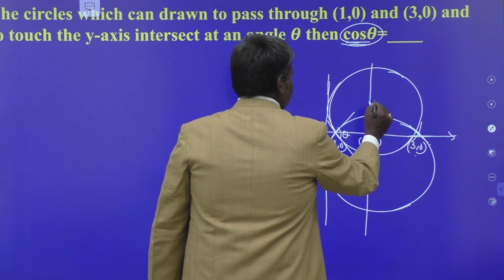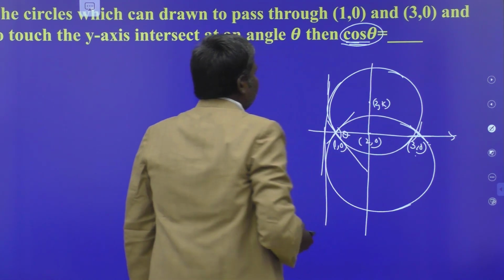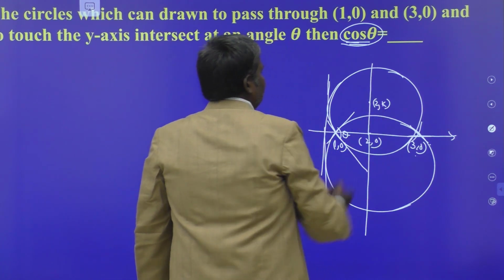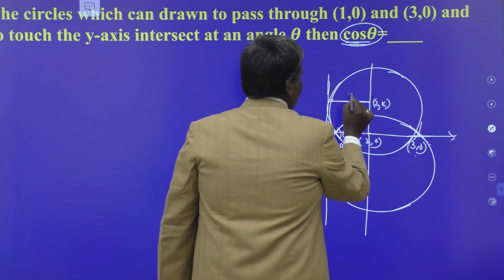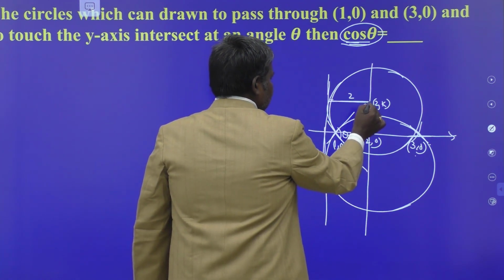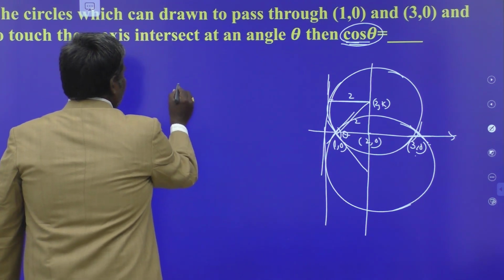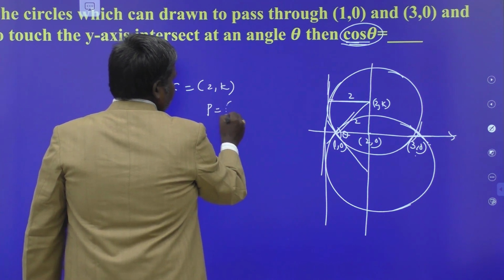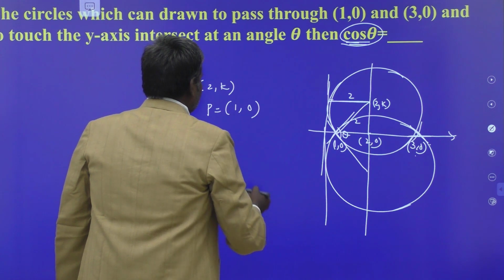2, 0. This is 2, 0, some 2, k. The center is of the form 2, k, because the slope is infinity. When it is 2, the radius of the circle becomes what? 2 units. So the distance from here to here is also 2 units. So center is of the form 2, k and one of the points is now 1, 0. The distance from center to a point on the circumference of the circle is what?